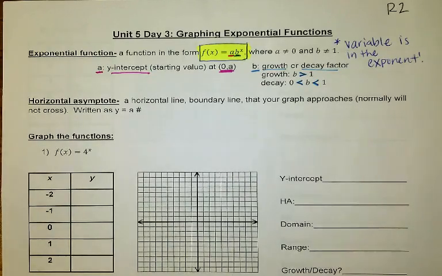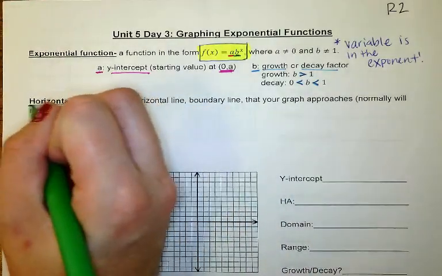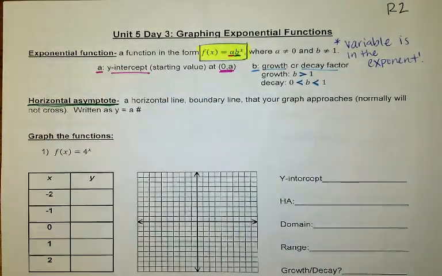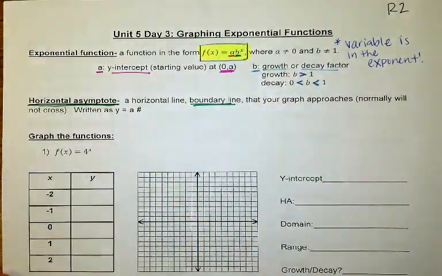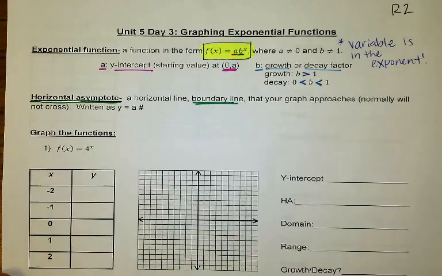Now your horizontal asymptote, that's kind of a funny word. Sounds like you're saying a bad word, but it's basically a horizontal line. It is a boundary line that your graph approaches, and it will normally not cross it, okay? In our exponential functions, it will not cross it. There will be times when you get into some Algebra 2 stuff where you will cross some boundary lines, but in Algebra 1, we will not cross our horizontal asymptote. It's basically you can get really close, but it doesn't touch, okay?